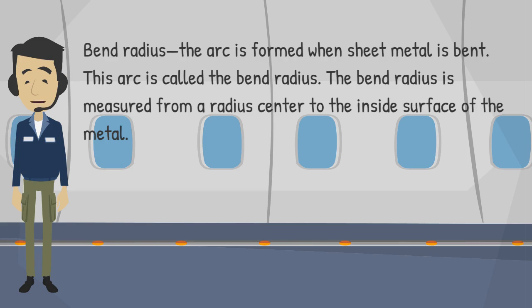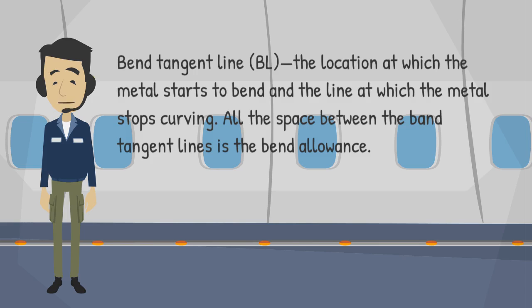Bend radius: the arc formed when sheet metal is bent. This arc is called the bend radius. The bend radius is measured from a radius center to the inside surface of the metal. Bend tangent line, BL: the location at which the metal starts to bend and the line at which the metal stops curving. All the space between the bend tangent lines is the bend allowance.